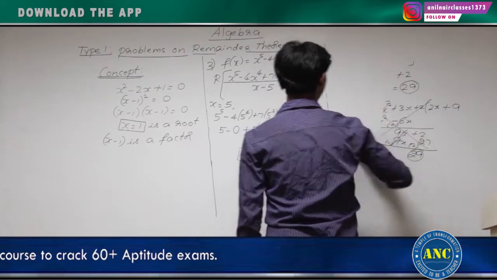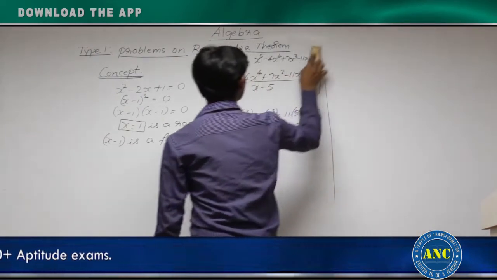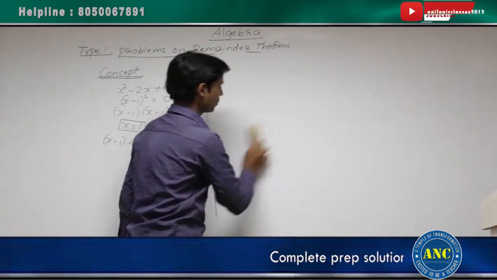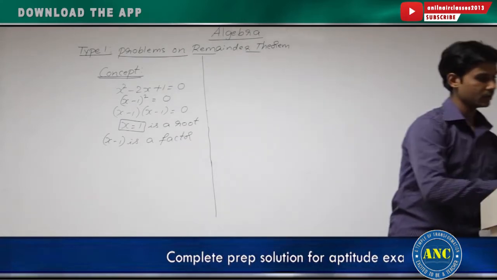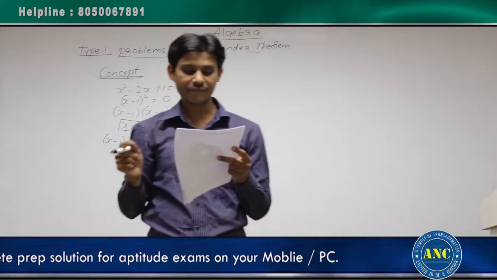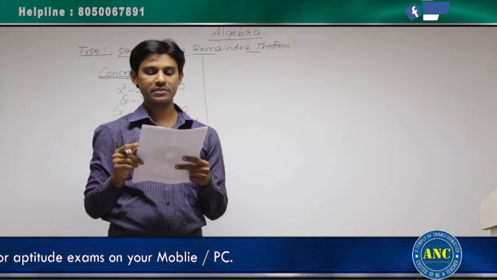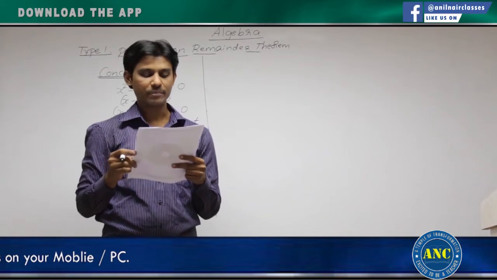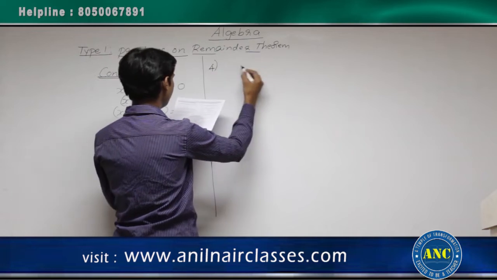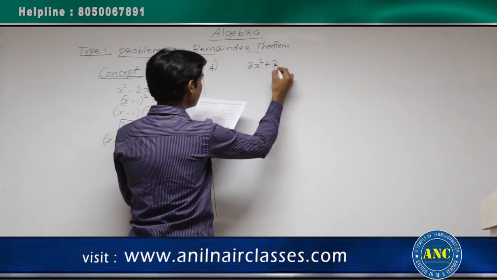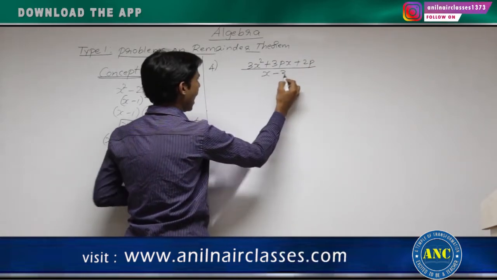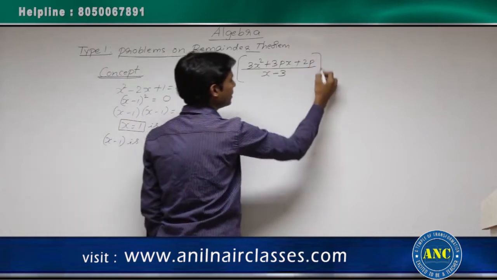Question number 4. Please see here. Question number 4 is, if x minus 3 is a factor of 3x square plus 3px plus 2p equal to 0, then find the value of p. They are telling that it is a factor. That means 3x square plus 3px plus 2p, if I divide by x minus 3, the remainder should be 0.